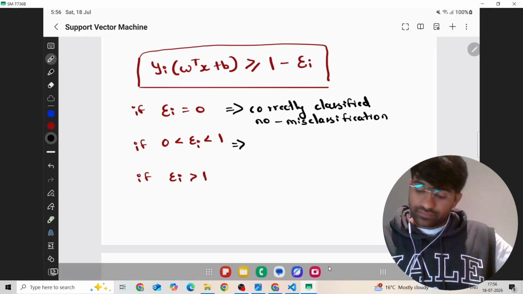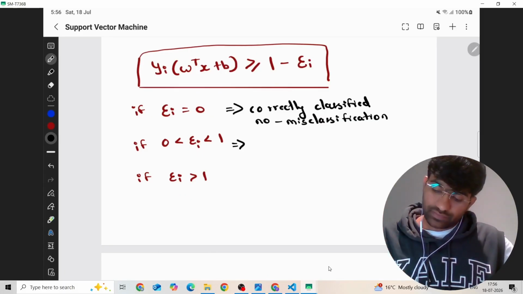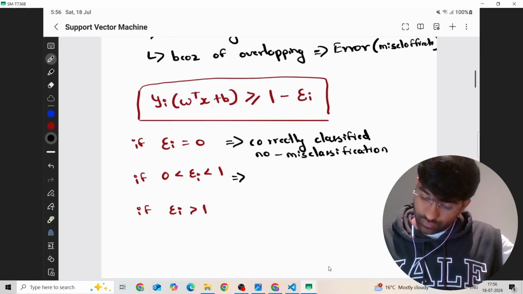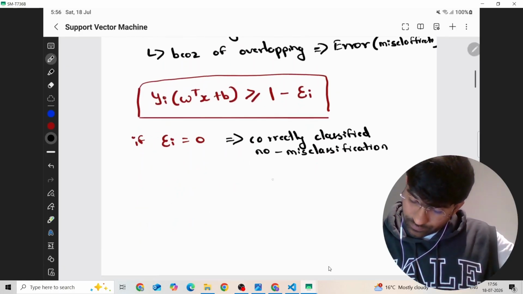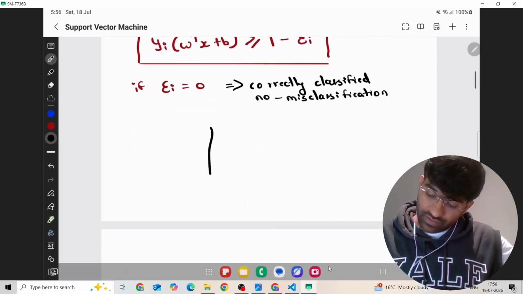And if the error is between 0 and 1, I will show you with a graph as well. That would be a good understanding. Correctly classified, no misclassification if error is 0.